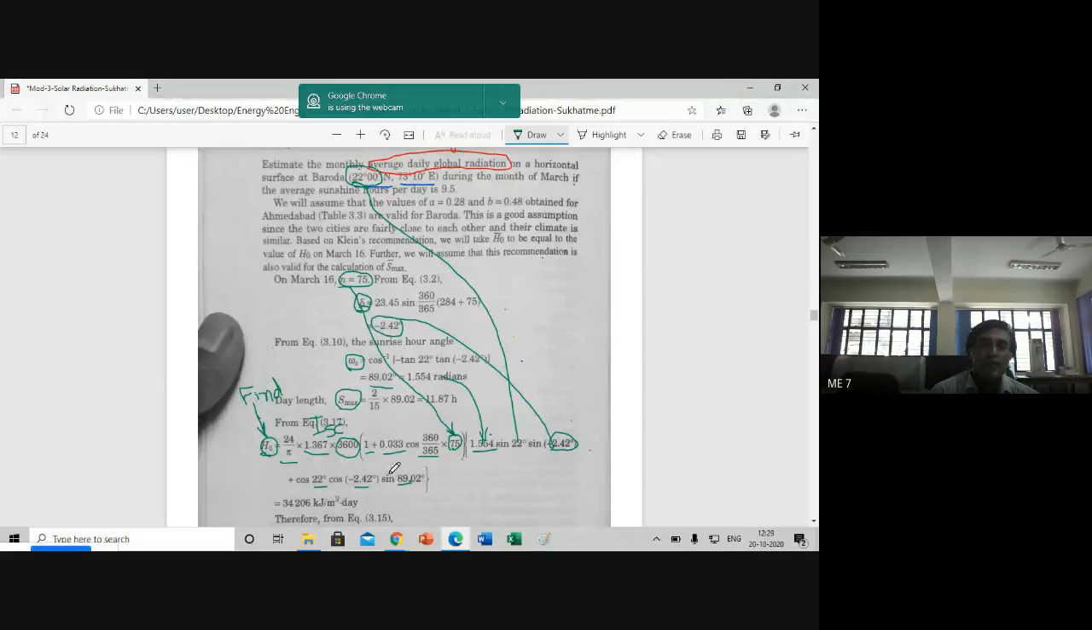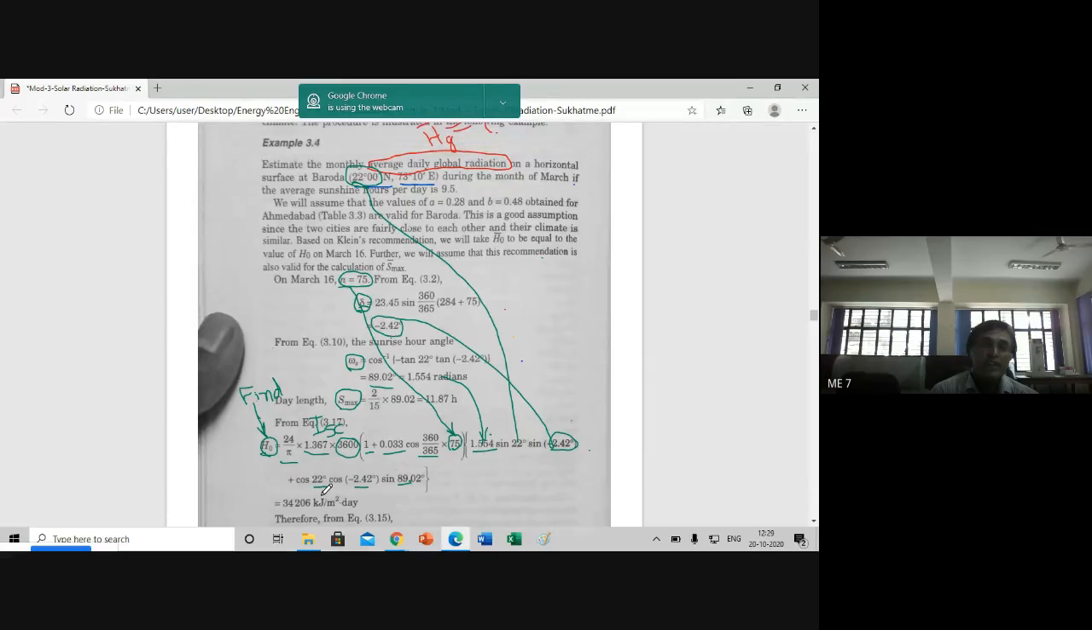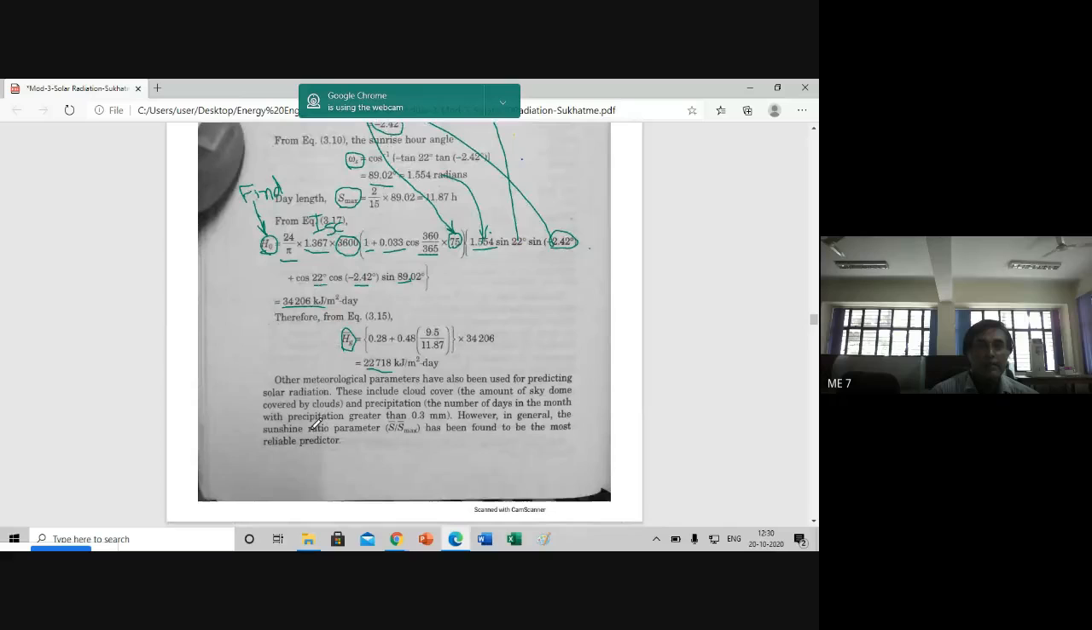If we substitute after finding this from the available equation, you are going to get the value H naught as kilojoule per square meter per day. This is the average. From this you find this one. Now find this Hg.